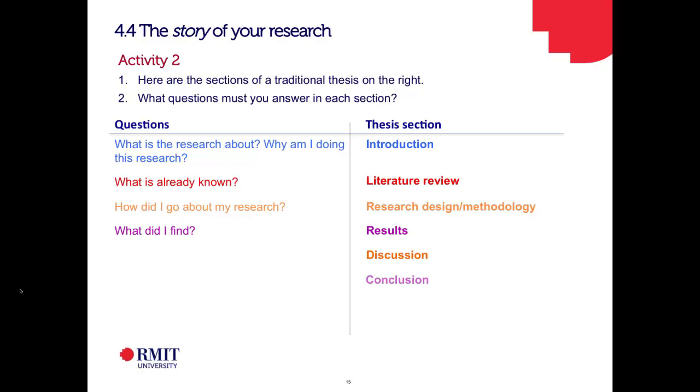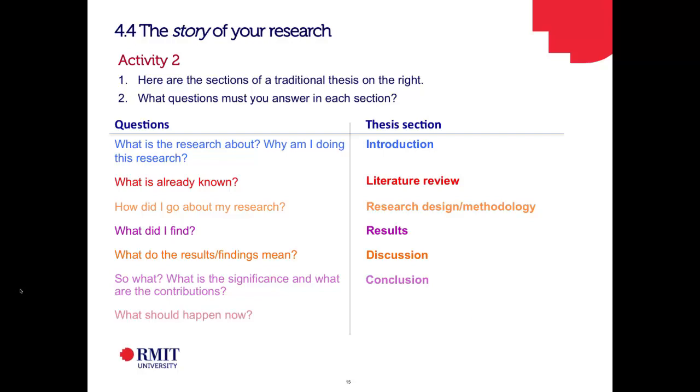What were the results? The discussion section responds to the question, what do my results actually mean in terms of the research question and the previous research? And the conclusion answers the question, what is the significance of these results and what are the key contributions I've made to knowledge? These claims parallel the aims in the introduction. And finally, recommendations, often made in the conclusion, will answer the question, so what happens next? What future research is recommended?